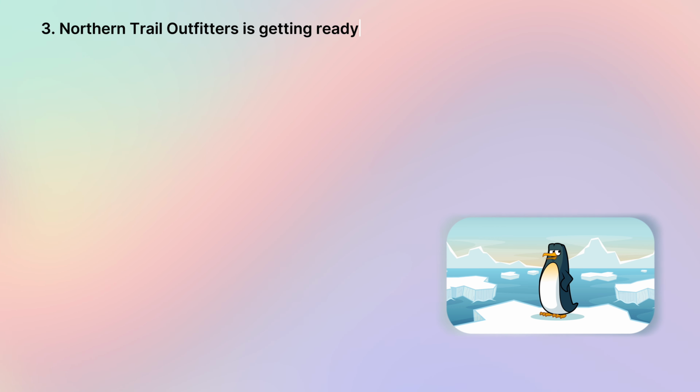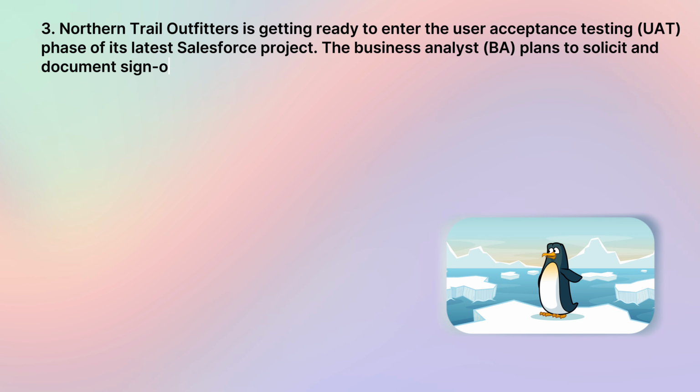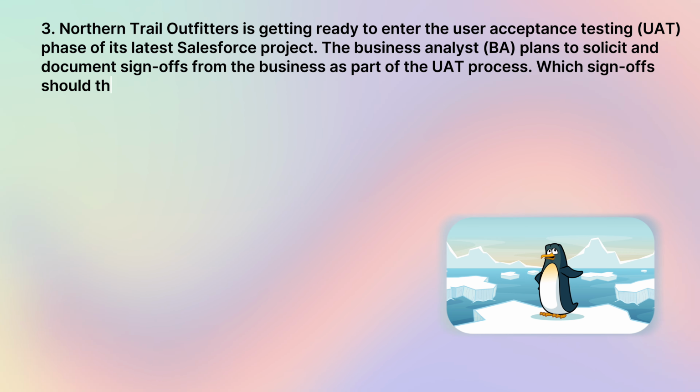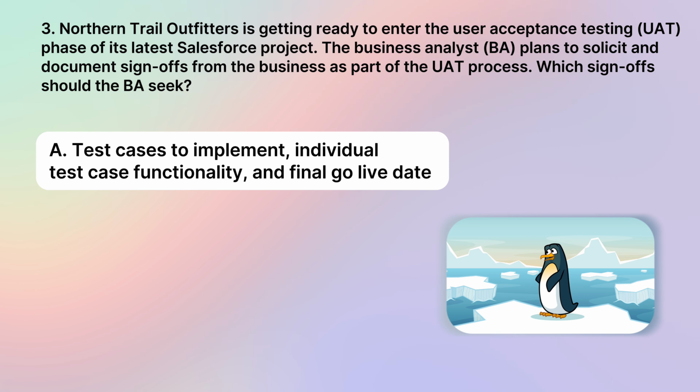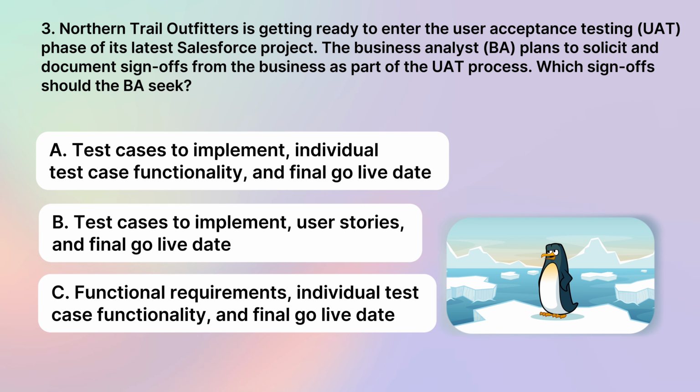Question 3. Northern Trail Outfitters is getting ready to enter the user acceptance testing, UAT phase of its latest Salesforce project. The business analyst, BA, plans to solicit and document sign-offs from the business as part of the UAT process. Which sign-offs should the BA seek? A. Test cases to implement, individual test case functionality, and final go live date. B. Test cases to implement, user stories, and final go live date. C. Functional requirements, individual test case functionality, and final go live date.